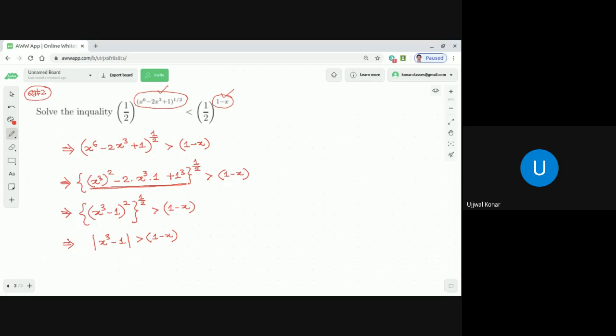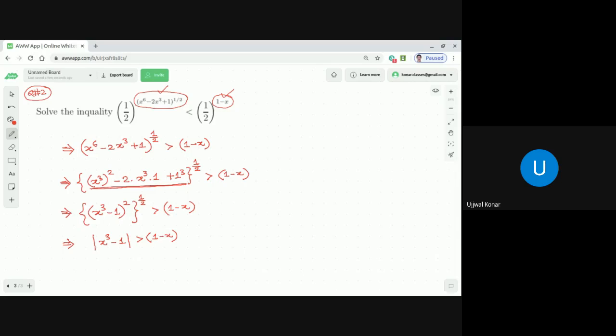Because whatever this x cube minus 1 is, that has to be a non-negative value. Okay, so that's why I wrote a mod of this. Now think about it: the left member has to be non-negative. Left member is what? x cube minus 1. Correct, no? Left member has to be non-negative. That means, obviously, if 1 minus x is less than 0, it is automatically satisfied. Correct or not?